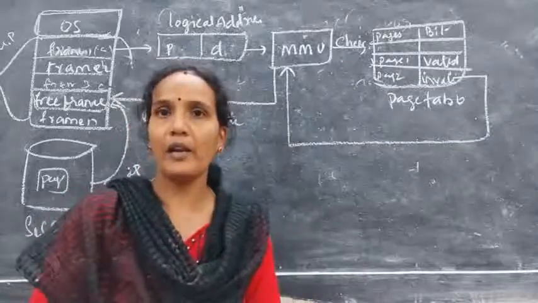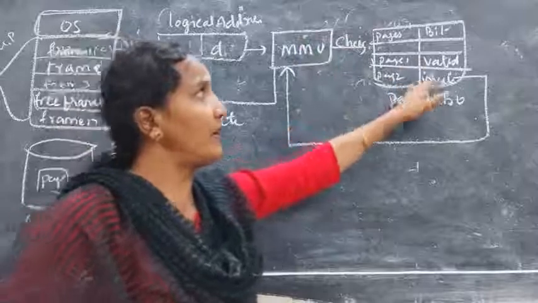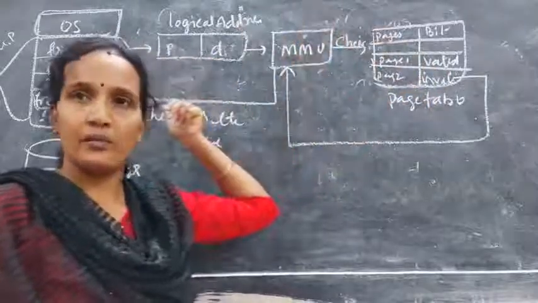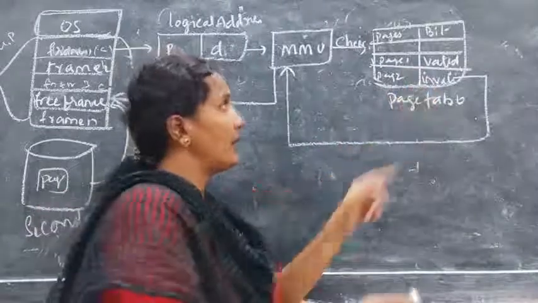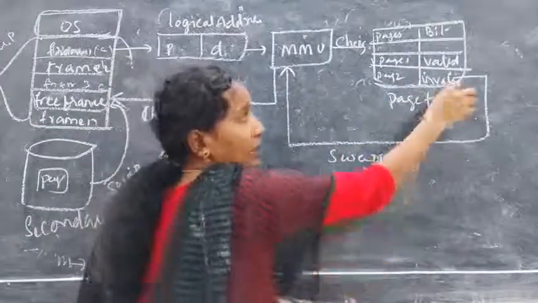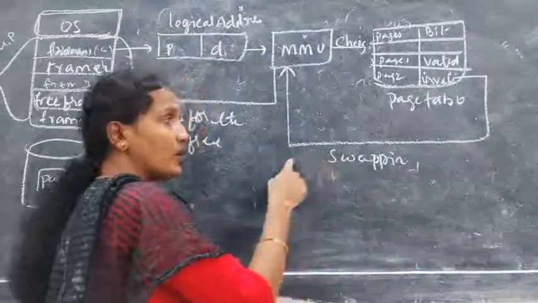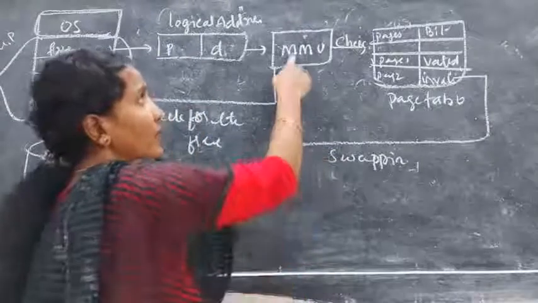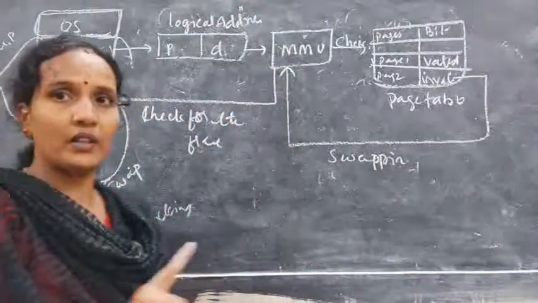If it is invalid, that page does not exist in the main memory. If it is valid, then that page is loaded into the CPU. If it is not valid, swapping is required. If the page is invalid, swapping is required. In order to swap, first the memory management unit should check in the main memory for a frame.